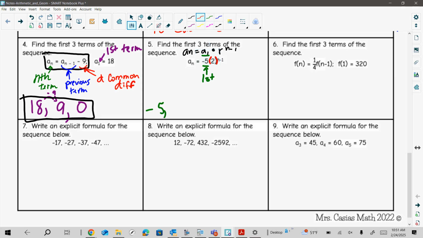The r is the 2. So that means we are multiplying by 2 to get the next term: negative 10. Then we do it again, times 2: negative 20. And there are our first 3 terms. How you get 9, I don't know.